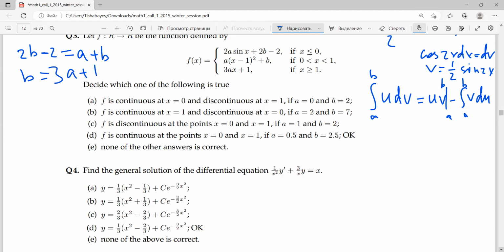So just find now the corresponding values a and b. If the system has a solution, it means that it is continuous at both points 0 and 1. And here I think it's satisfied. And a here is 0.1 and b here is 2.5. D is correct. Yes. Is it clear? Number 3? Yes. Yeah. There are no difficulties, I think.